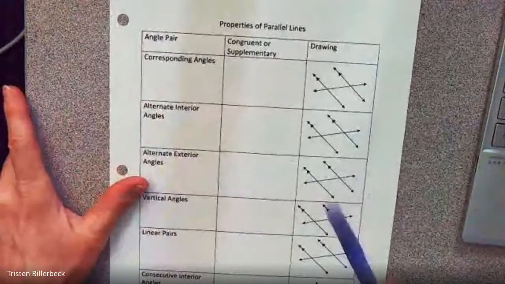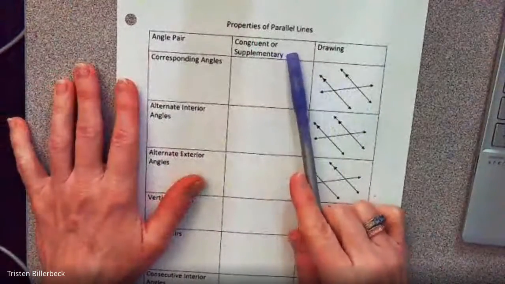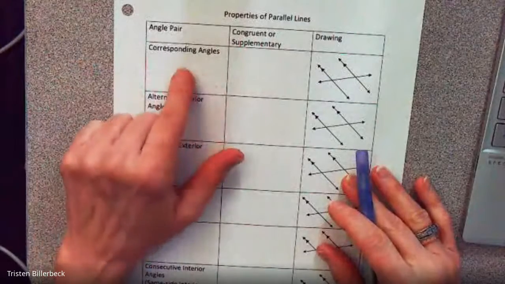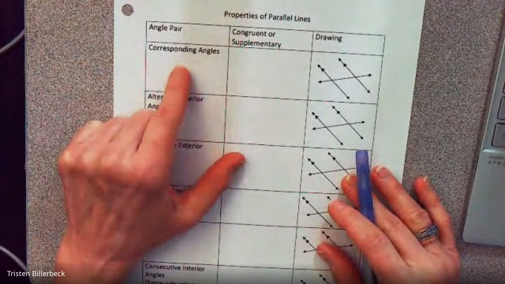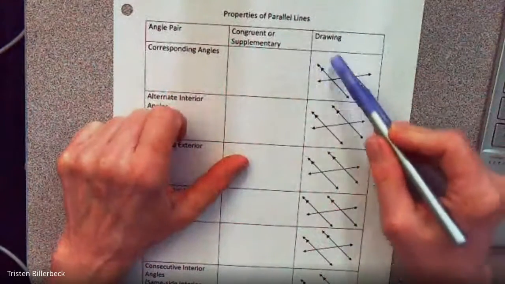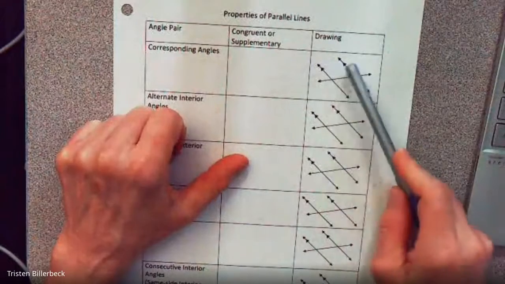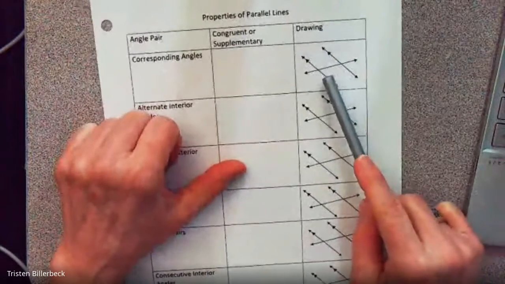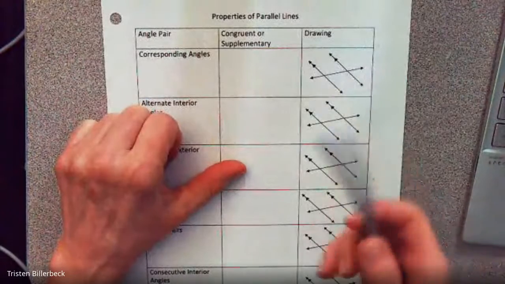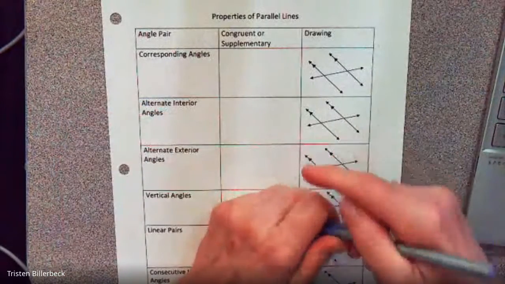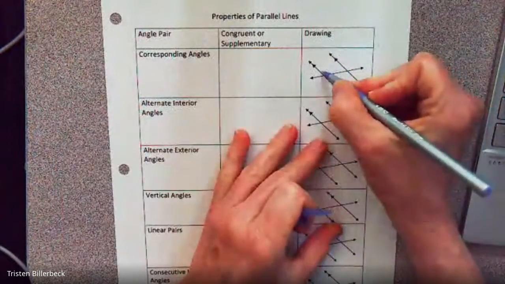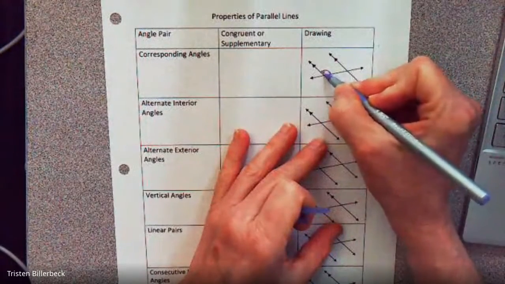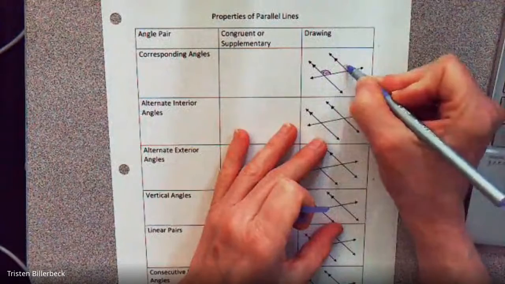All right, so these are properties of parallel lines, so you're all going to get one of these sheets. So first we're going to start with corresponding angles. So if I have parallel lines denoted by the little double lines here, and a transversal cuts across, so this is a transversal, corresponding angles look like this. So we have one angle here and one angle here.